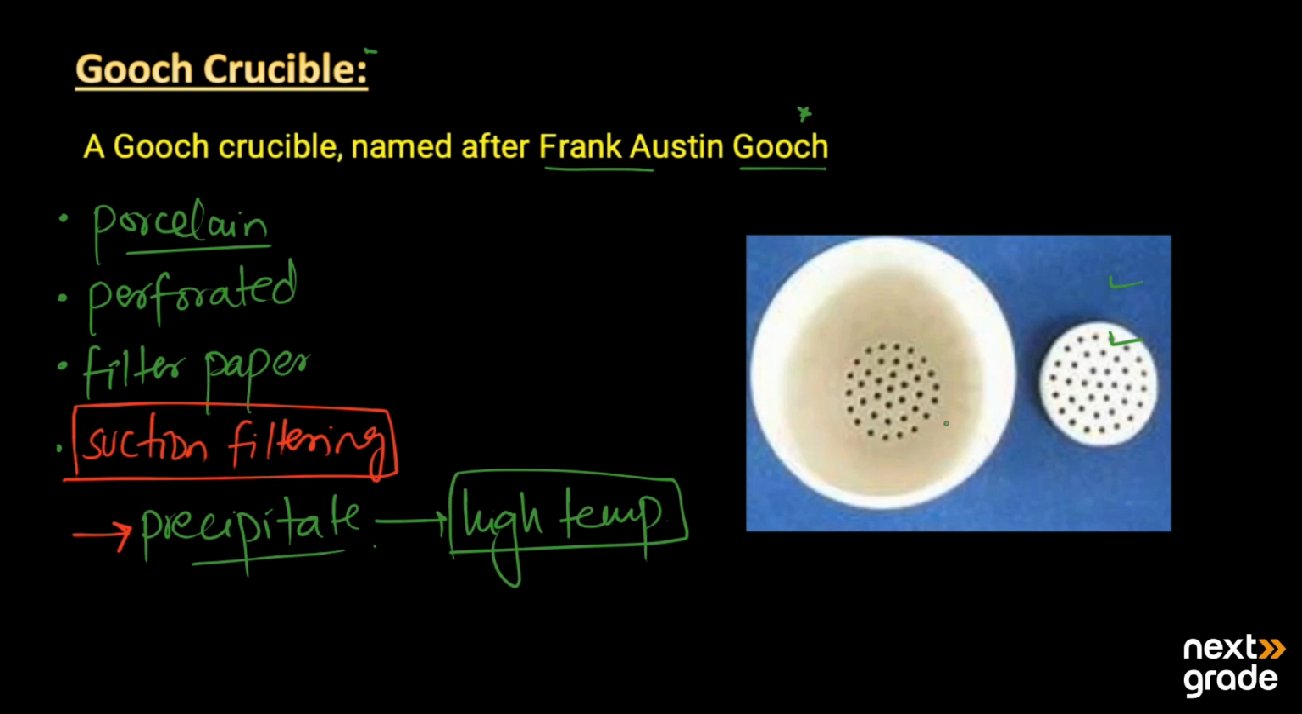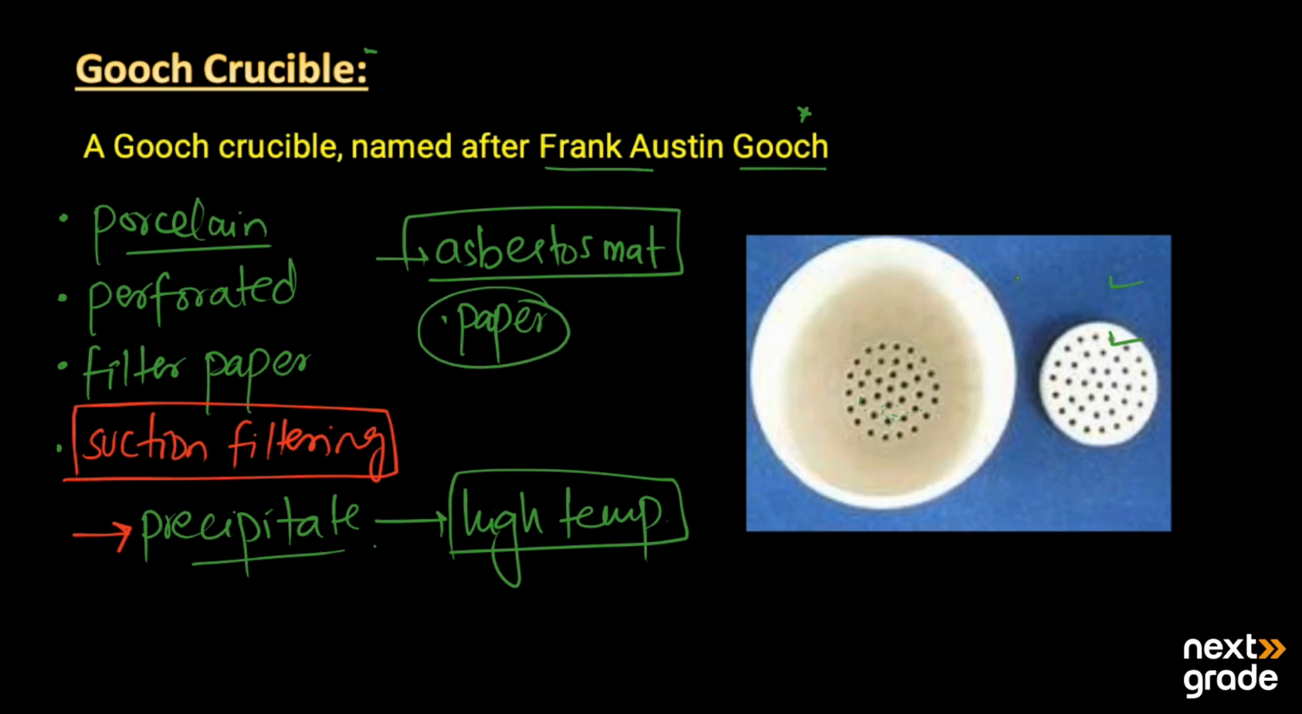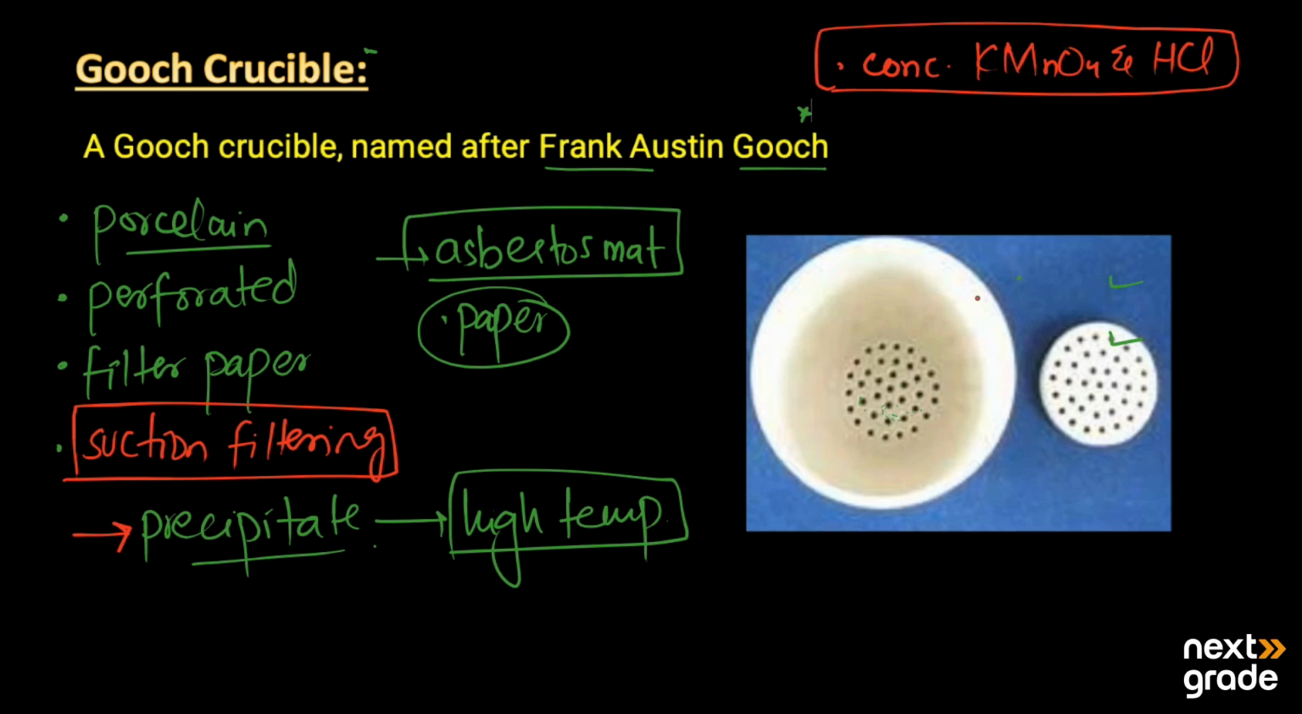If it is perforated and its perforation is covered with an asbestos mat, then it may also be used to filter solutions that will react with the paper. The paper we have over there is a filter paper. For example, we have a solution of concentrated KMnO4 and HCl. To prevent the reaction of KMnO4 and HCl with the paper, its bottom is covered with the asbestos mat. It prevents the reaction between these two surfaces.